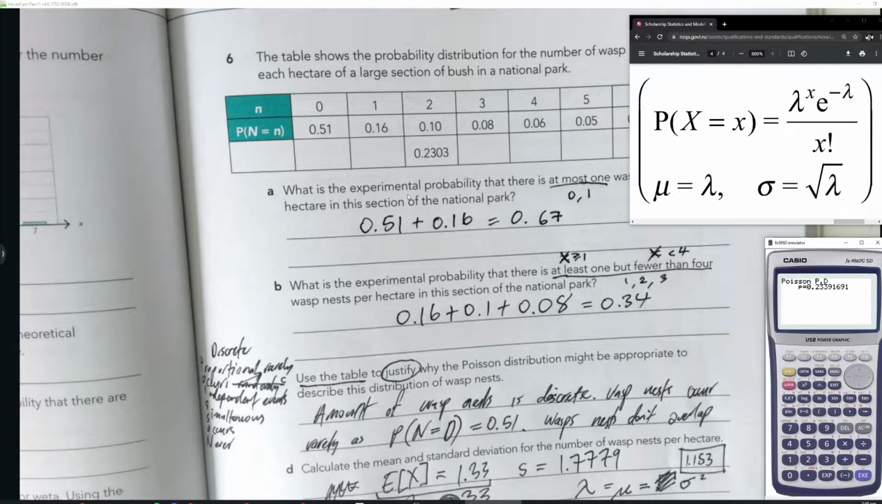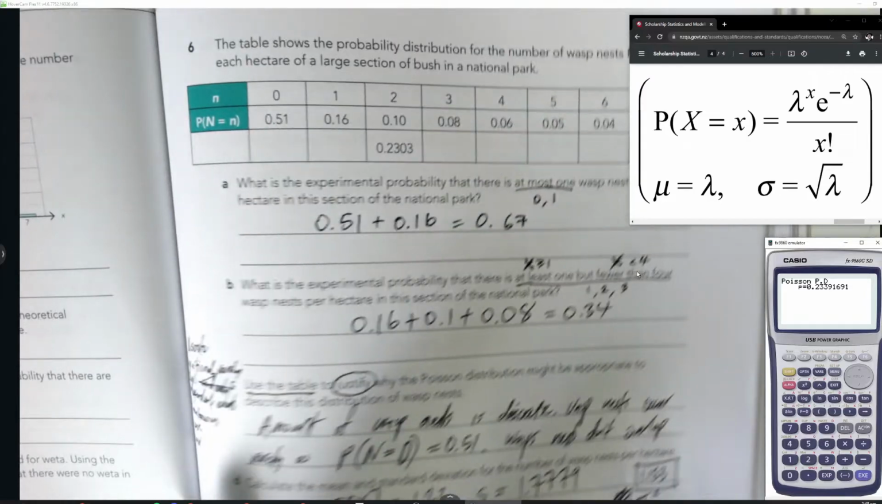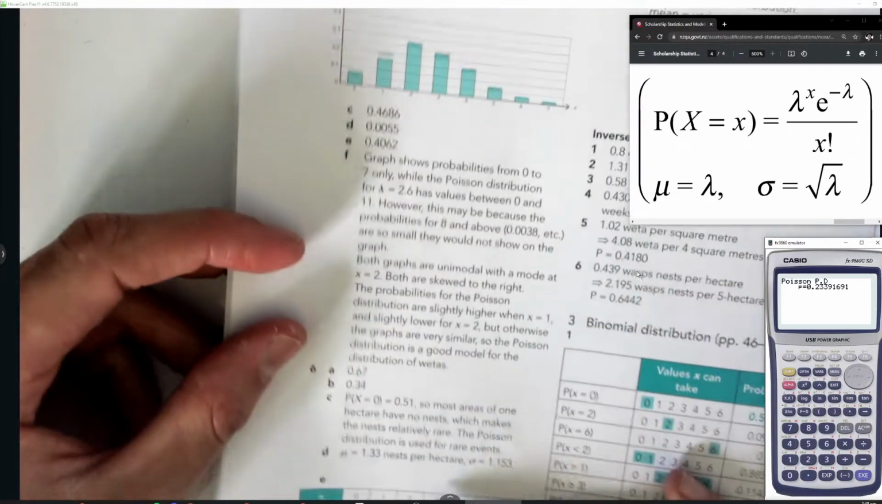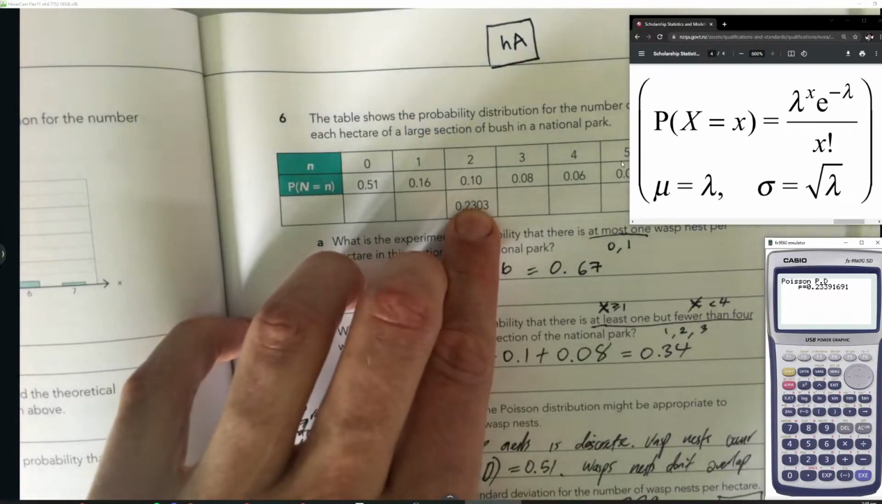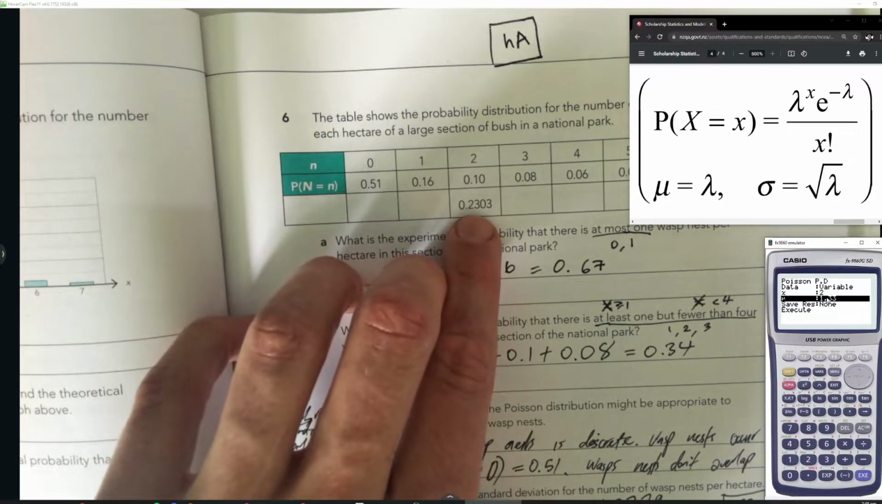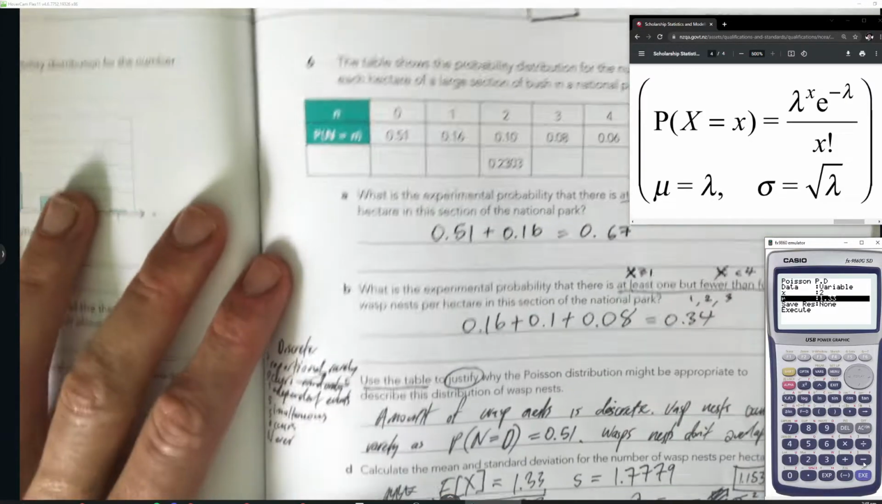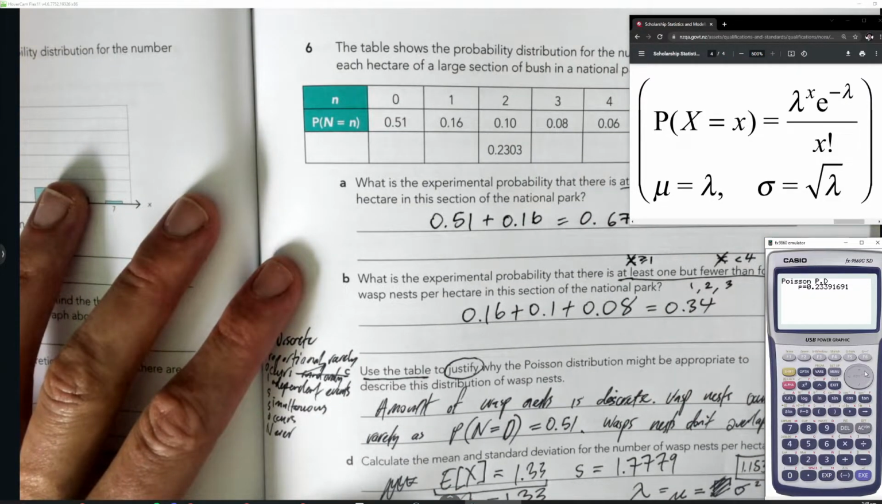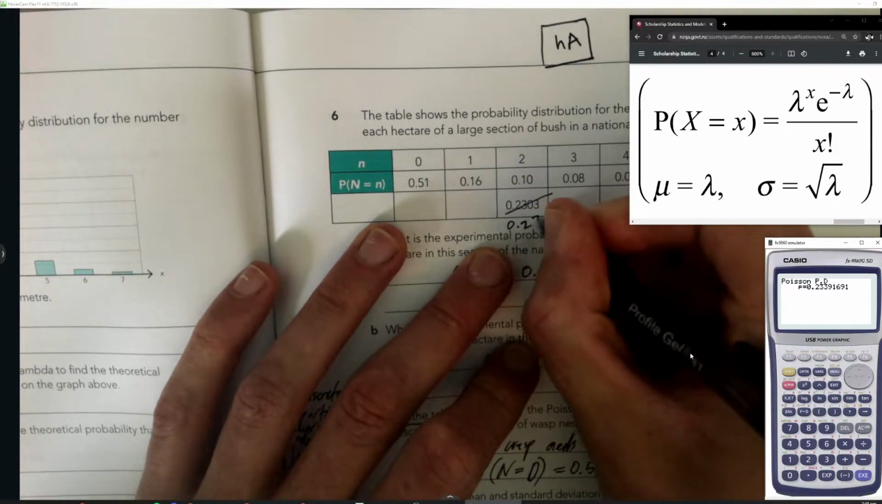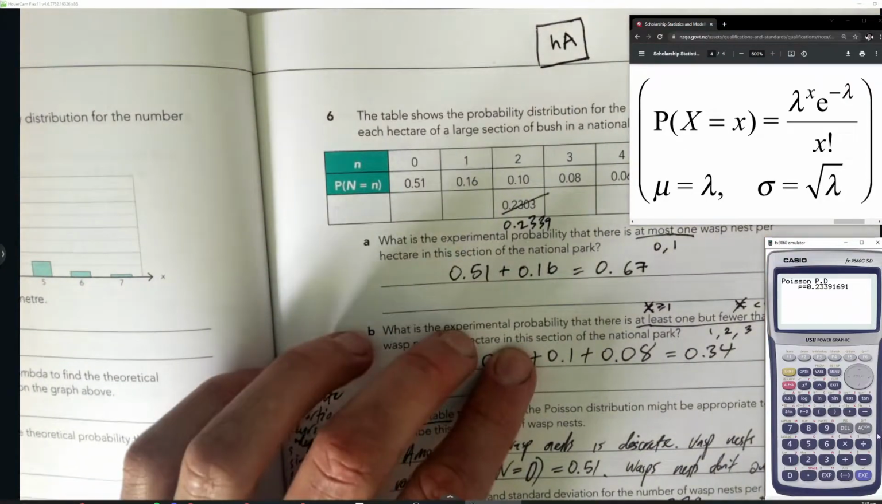You serious? What the heck? It's not even right. Okay, so they told us that mu is 1.33, and we're using 1.33, so this should match up, unless I've done something wrong, which I haven't. X is 2, and lambda is 1.33. Yeah, alright. Well, first thing we'll do is cross off that one because it's wrong. 0.2339. Okay, let's fill out the rest.